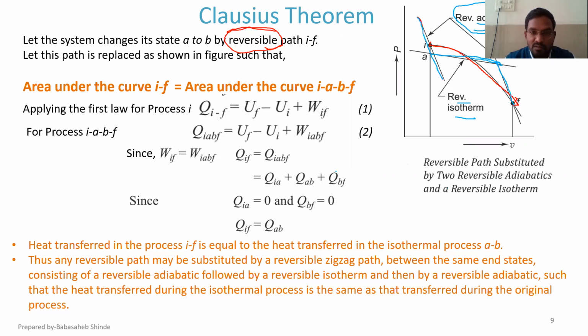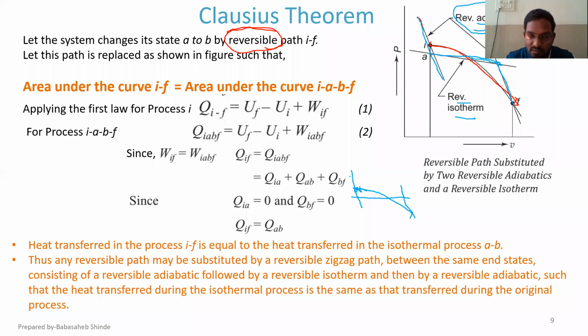Okay, now in this diagram what I am going to do, let me draw somewhere here. Suppose this is process IF. Okay, now from here I will draw one, sorry, it should be from this end point. I will draw one reversible adiabatic process. From here I will draw a reversible isothermal process, and from here another reversible adiabatic process. Okay, this way this sketch has been created.